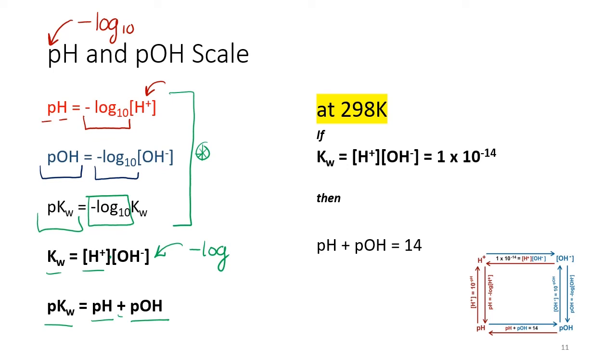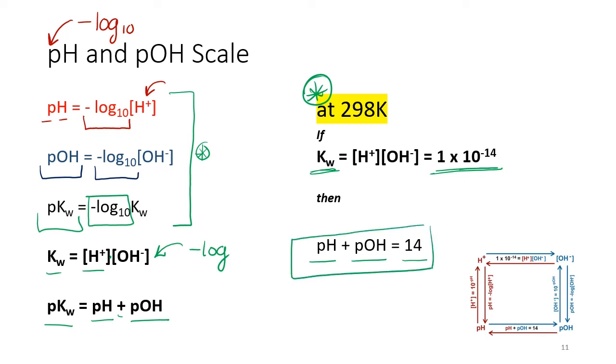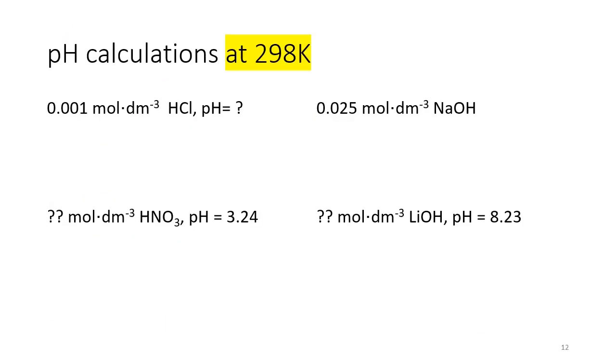So let's talk at 298. At 298, we know the Kw is equal to 1 times 10 to the negative 14. Therefore, pH plus pOH is equal to 14. And this is what you're probably very, very familiar with. What's very important is that you understand it's at 298 Kelvin. Okay, so let's now do some calculations of pH at 298, so we can use that 14.